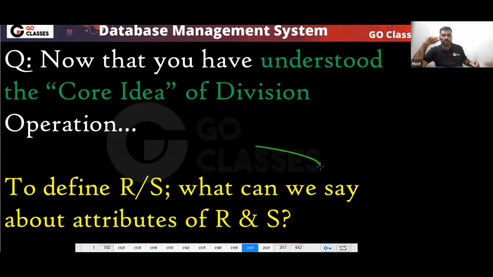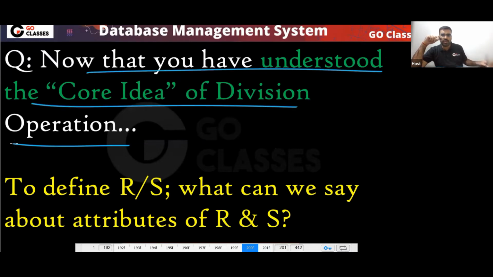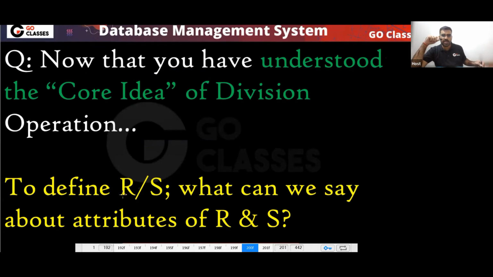So what can you say about the attributes of R, S? Now you have understood the core idea, yes or no? Now that you have understood the core idea of division operation, tell me what can you say if you want to define R by S? To define R by S, what can you say about the attributes?